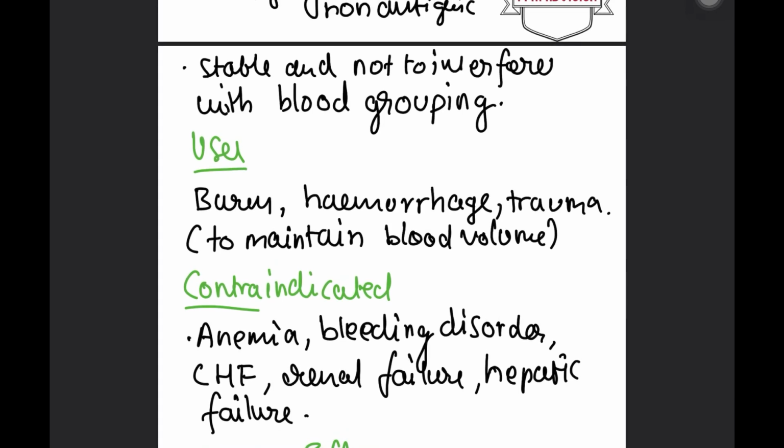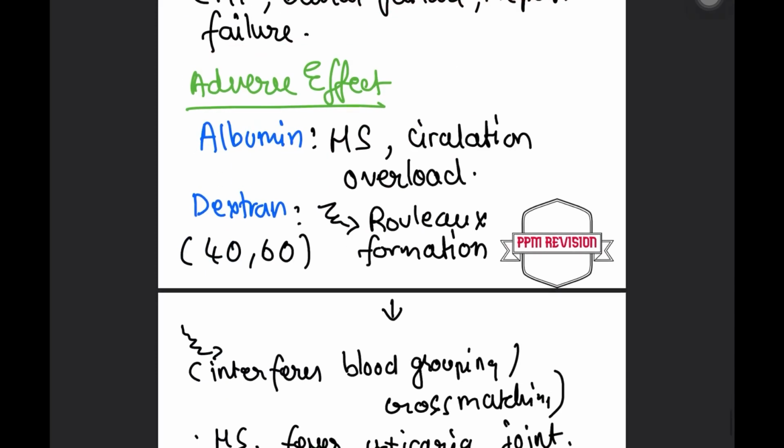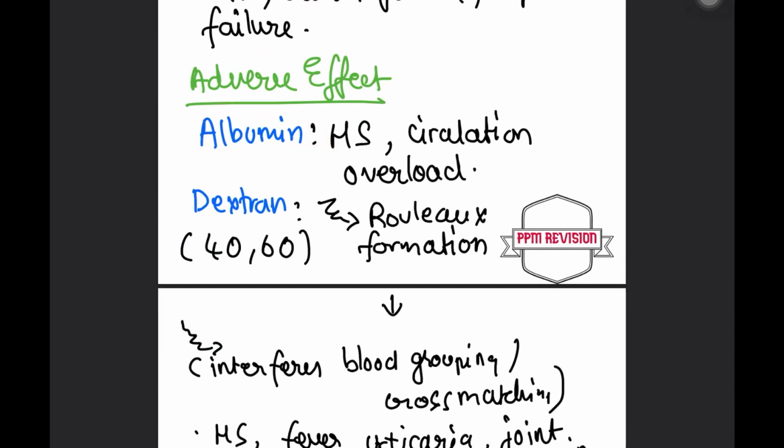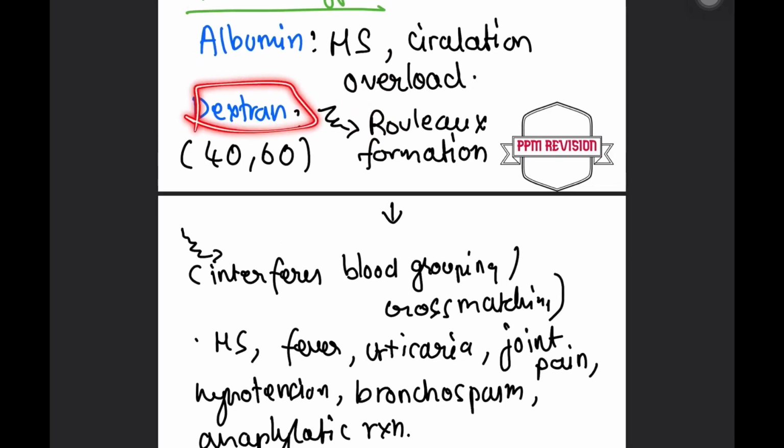Uses: where are plasma volume expanders used? They are used in burns, hemorrhage and trauma, to maintain blood volume. And where are they contraindicated? In anemia, bleeding disorders, congestive heart failure, renal failure, hepatic failure. Then adverse effects. For albumin: mainly hypersensitivity, circulatory overload, and rouleaux formation. Dextran interferes with rouleaux formation, and dextran is of two types, 40 and 70.